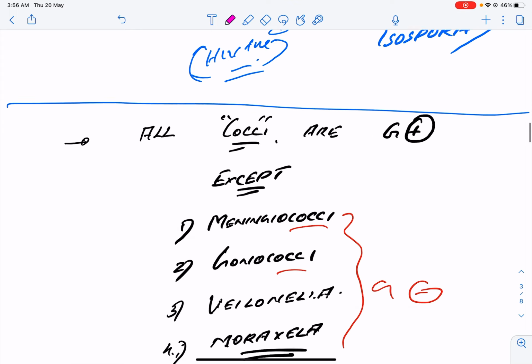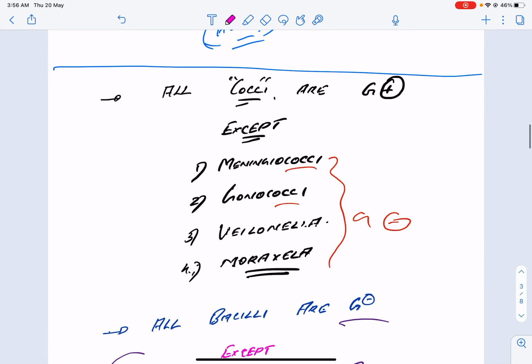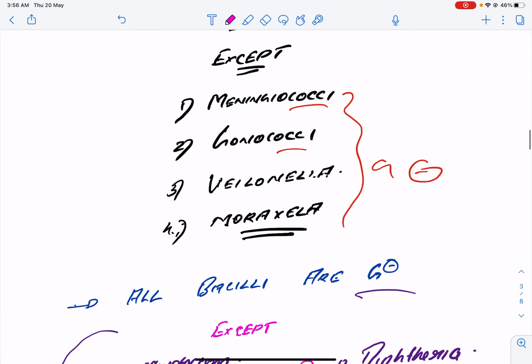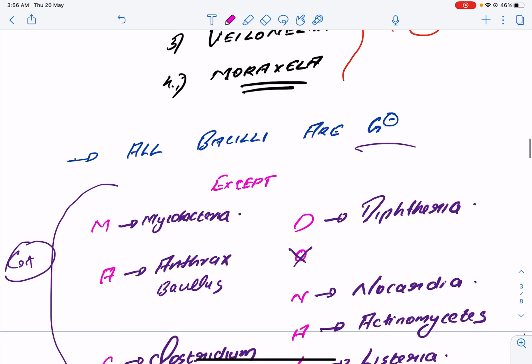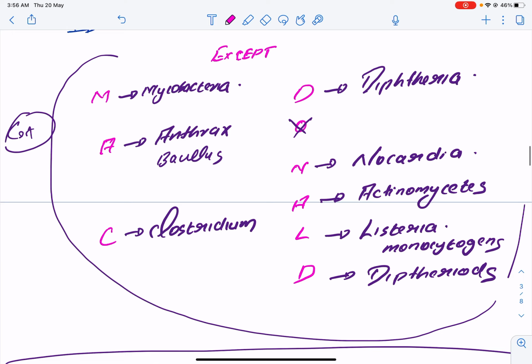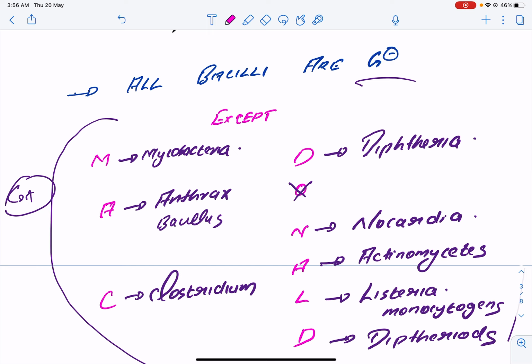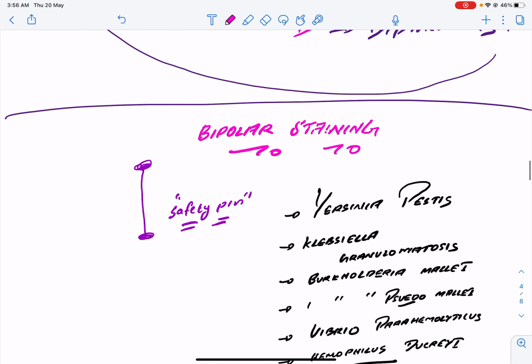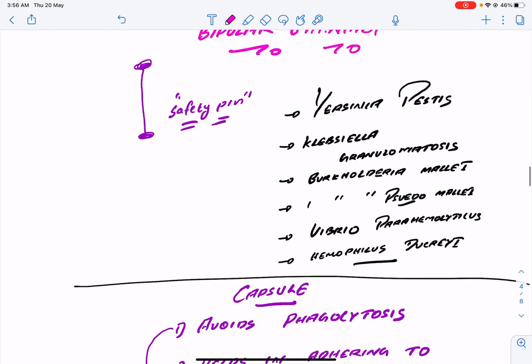Mainly HIV positive patients. Remember, all the cocci are gram positive except meningococci, gonococci, Veillonella and Moraxella. Cocci is the shape. And all the bacilli are gram negative except Mycobacterium, Anthrax, Clostridium, Corynebacterium diphtheria, Nocardia, Actinomyces, Listeria monocytogenes, and diphtheroids. Remember, all are gram negative except these, which are gram positive. Then bipolar staining: you will have Yersinia pestis with safety pin appearance, Klebsiella granulomatis, Burkholderia mallei, Burkholderia pseudomallei, Vibrio parahemolyticus, and Haemophilus ducreyi.